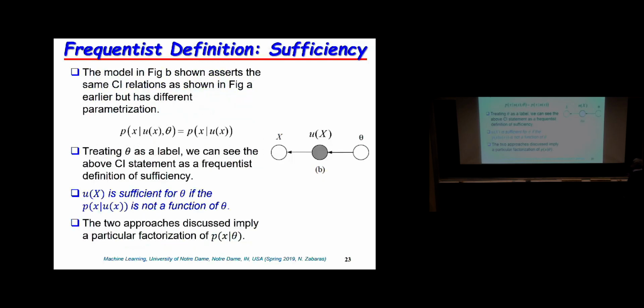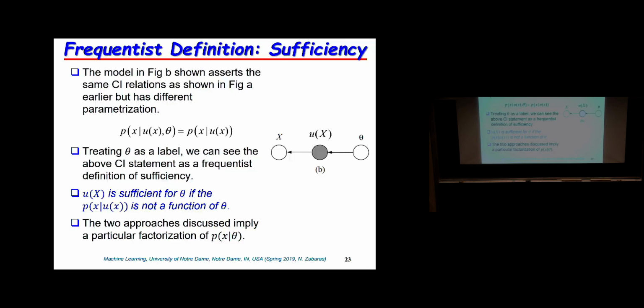You can actually reverse the arrows to make it more interesting. And let's look at this equation. What does it say? That given u of x, x is independent of theta. How do you understand that? Before we said the only information you need to compute theta is u of x. Now, when you look at this equation, what does it say? That all the information contained in theta is contained where? In u of x. The other way around, all right?